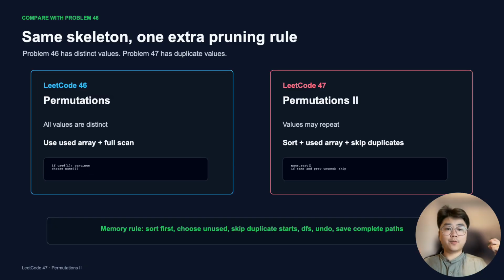So let's go to the final part, to compare these two questions. We have finished these kinds of questions already, right? Both have a path, a used array, and recursion, and we undo choices, something like that.